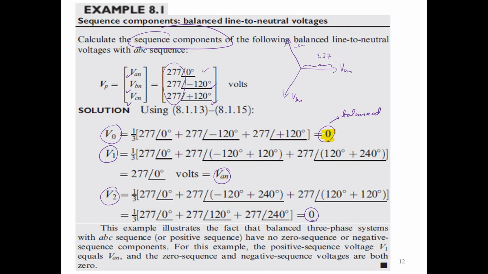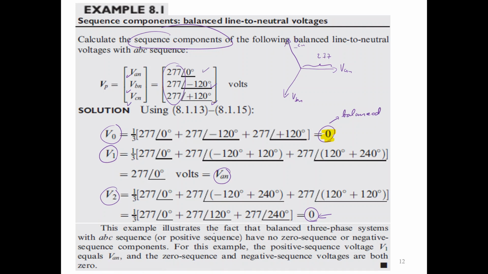If you don't have zero sequence, it tells you that this is balanced. All right, since the voltage is positive sequence by itself, the VP is positive, so you don't have any negative sequence. This is clear. Okay, so let's just read the explanation that is given here.